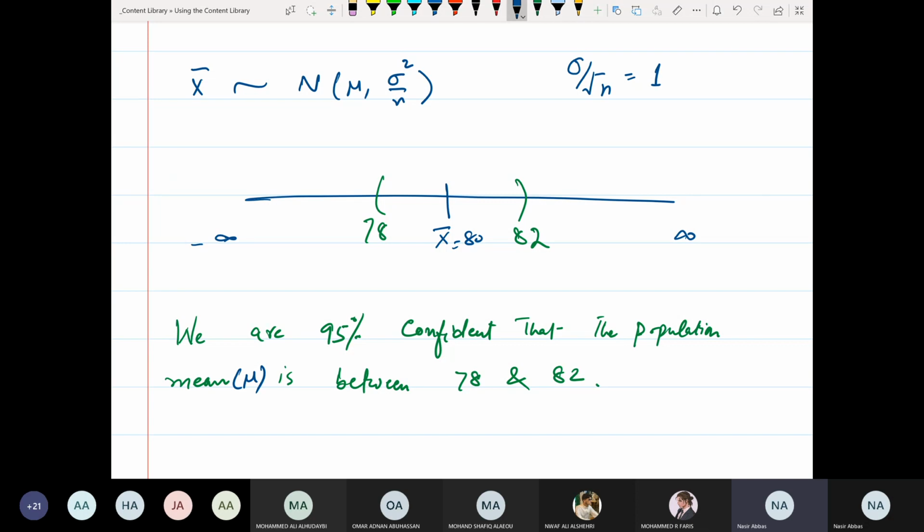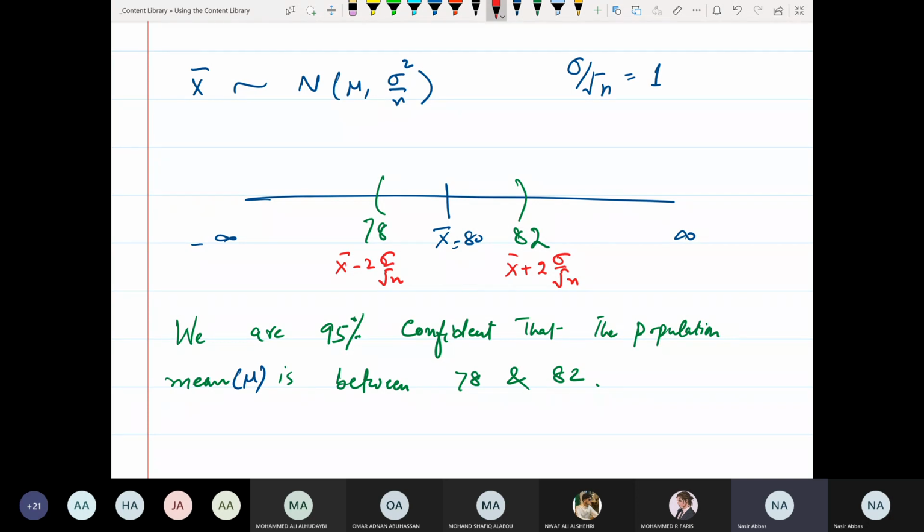Muhammad Faris. Yes, doctor, about 2 mu and minus 2 mu. Right? Yeah, exactly. So this is basically x bar plus 2 times sigma over root of n, and this is x bar minus 2 times sigma over root of n. This is plus minus 2 times standard deviation.